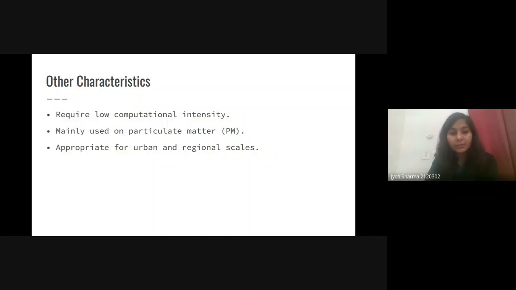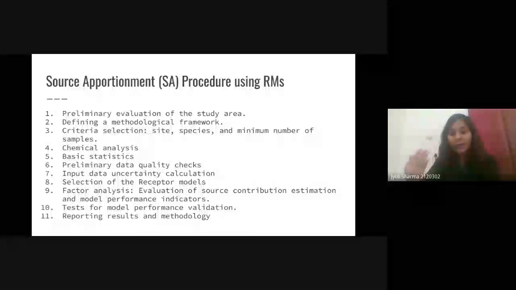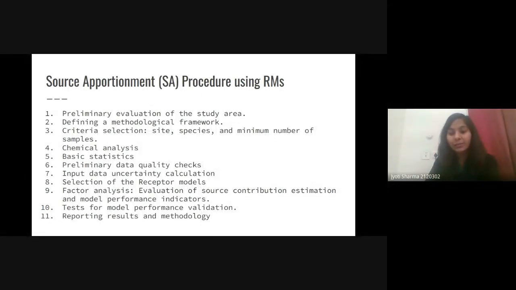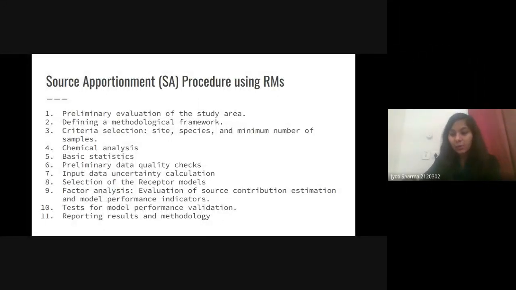So these are the different characteristics. Okay, so as with the bottom-up approach, we have steps for how we can conduct this study using receptor models. The first is the preliminary evaluation of the study area. So you will go to the receptor site and see what type of topography you have, what type of buildings you have at that place. So you will get some idea of your study area first.